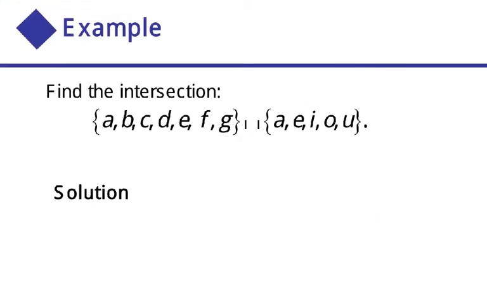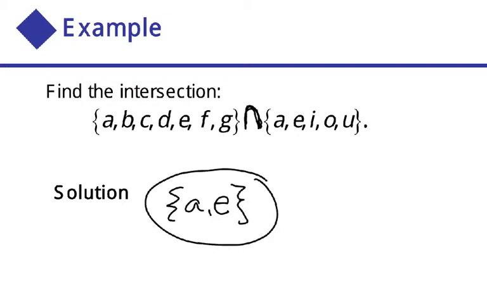So if we were to find the intersection of these two sets, we're just going to write down the set of all things that are in both. A is in both, B is not, C is not, D is not, E is in both, F is not, and G is not. And the ones that we didn't get here, I, O, and U, those are also not in both. So the solution is this smaller set with only the elements that are common to both sets.